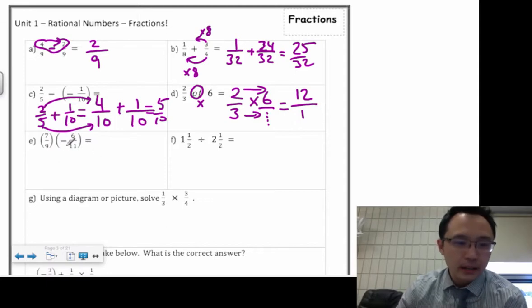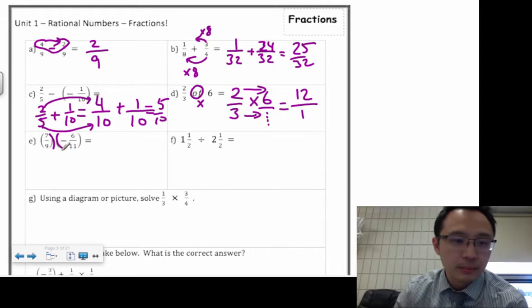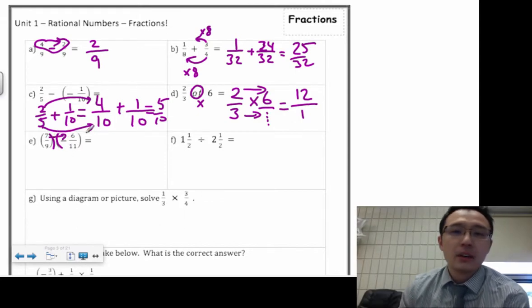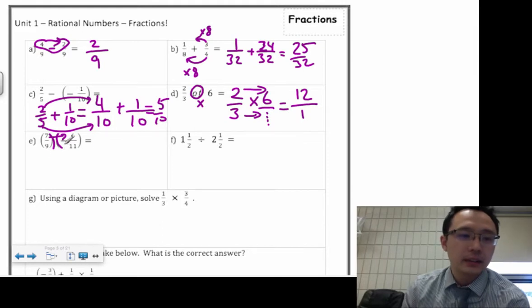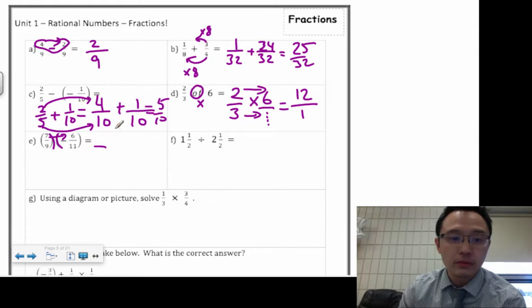E, two brackets, nothing in between the brackets, that means multiply. So multiply fractions, multiply across. First, what sign are you going to get in your answer? Positive or negative? Well, there's a negative sign here, positive sign, so it'll be negative. 7 times 6, 42. 9 times 11, 99.